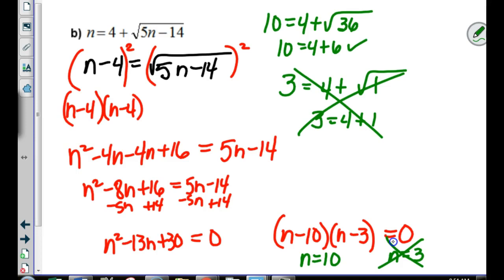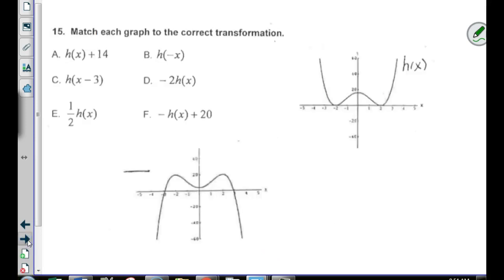Question. All right. What about these matching ones? You want me to go through these, or you want me to be done and you guys can work?